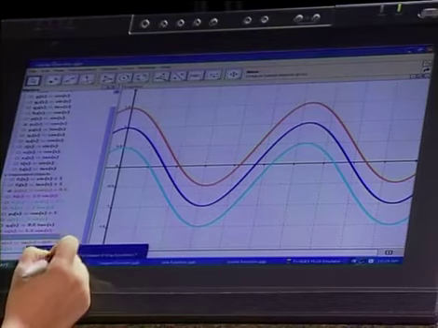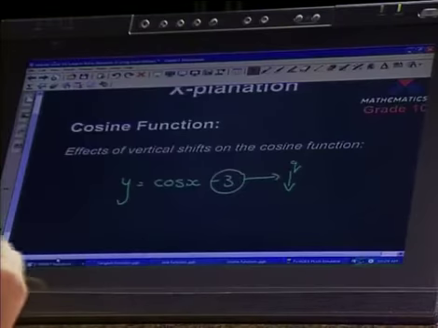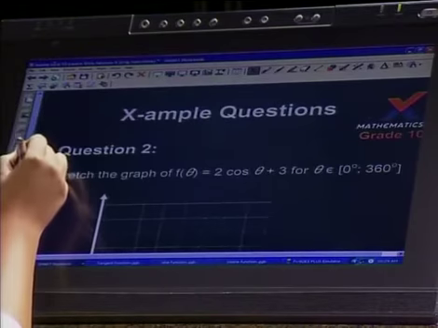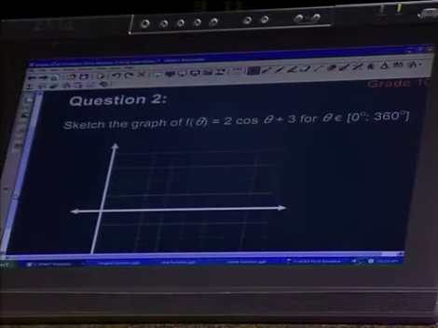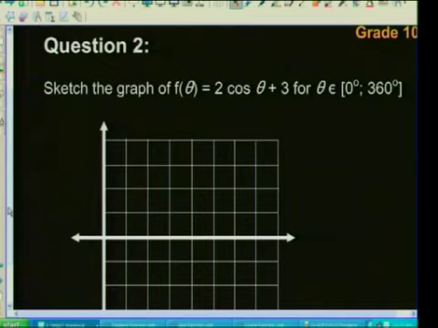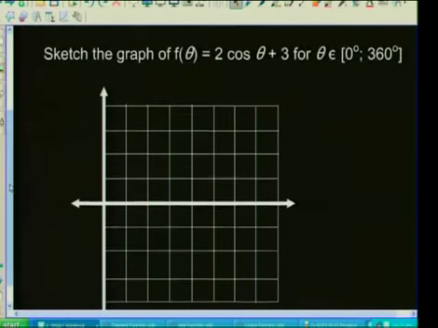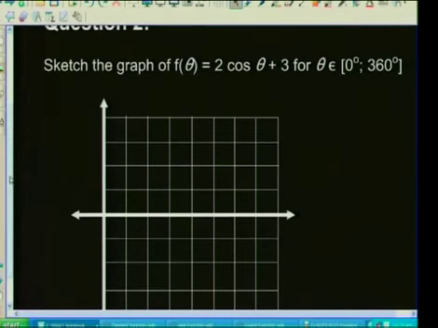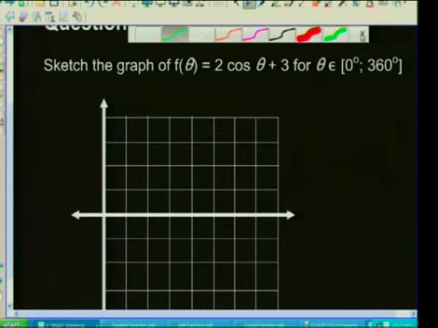So now let's go and use this knowledge to answer our next question and do our next example. So it asks us to sketch the graphs of f of theta is equal to 2 cos theta plus 3. Again, my domain is from 0 to 360 degrees. So I'm going to start off, and remember, I am going to start off by putting in the points that we've got.